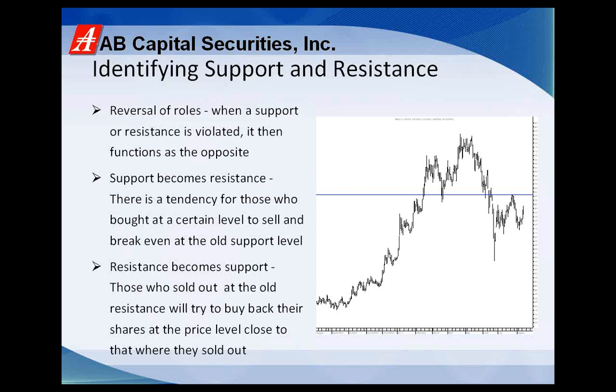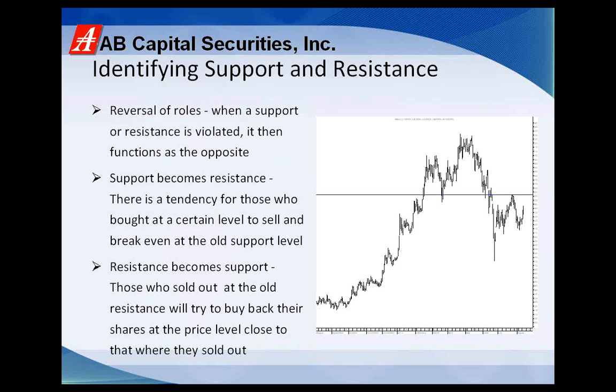It will become a resistance level because there's a tendency for those who thought that the support level would hold and bought into the issue. Now, when there's a rally back to the old support level, which now becomes resistance, they would want to sell out and at least break even at the old support level. That's why there would be resistance at that old support level.